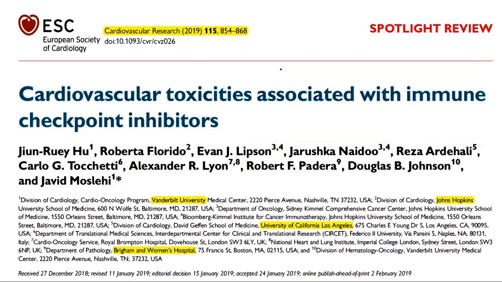Well, last but not least is the cardiovascular system, which is fatal. And this article was published by the European Society of Cardiology in 2019. But if you look at the contributing authors, many of them are from the US, like Vanderbilt University, Johns Hopkins University, UCLA, and the Brigham and Women's at Harvard. But it's a group of international contributors that compiled the data.